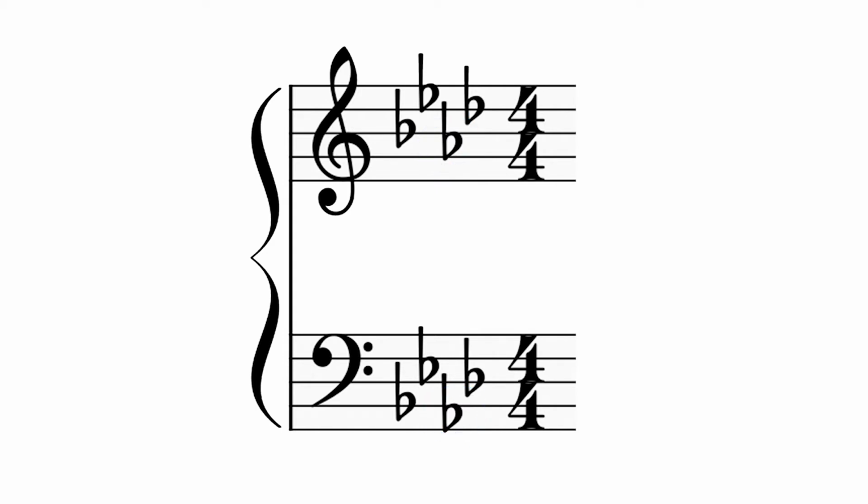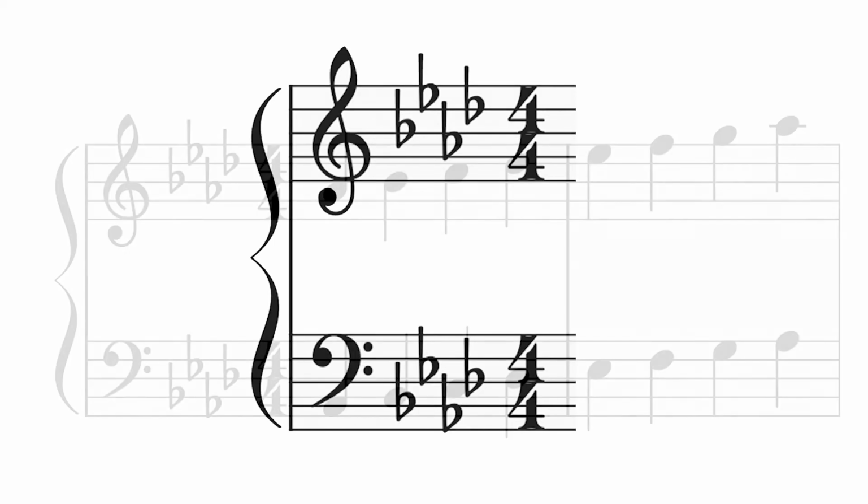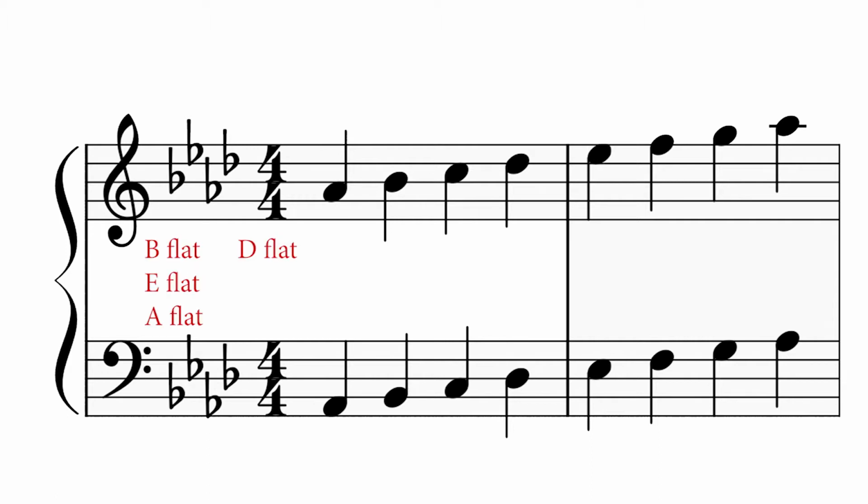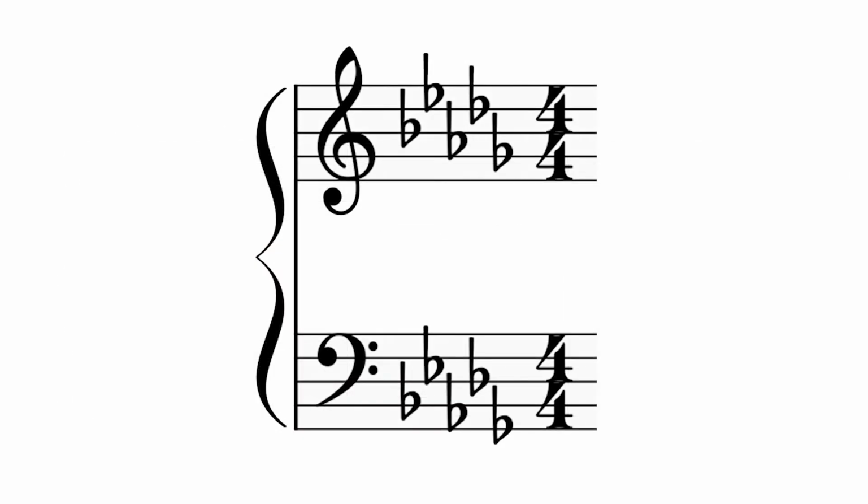That means, which scale goes with this key signature? A flat major scale. And how many flats are in the A flat major scale? 4. And what are they? B flat, E flat, A flat, and D flat. Now, how many flats are in this key signature? 5. What are they? B flat, E flat, A flat, D flat, and G flat.